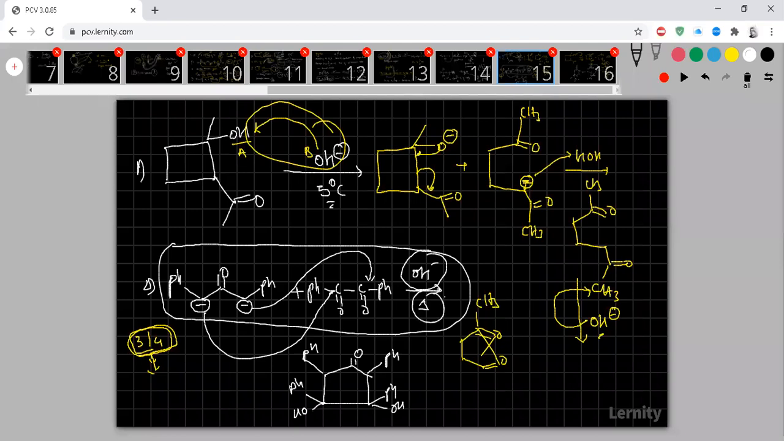But I put the heating symbol, so you have to remove the H2O. So we'll get the double bond here, and double bond. So hydrogen from here and OH from here will be lost. We get the double bond here and we will get the double bond here.